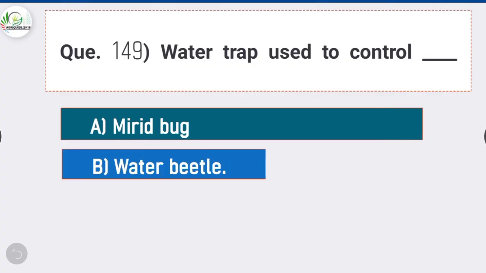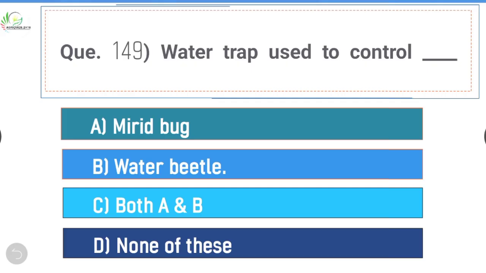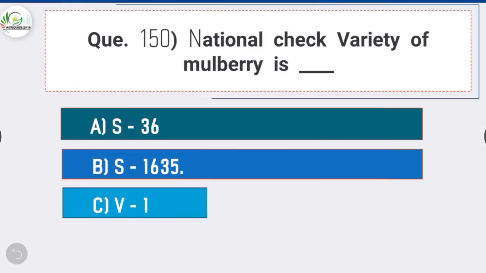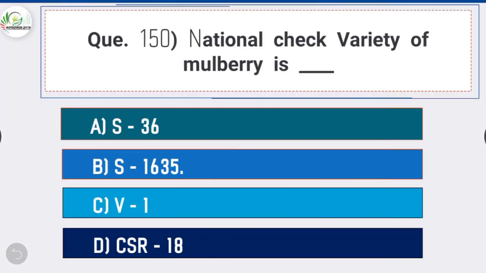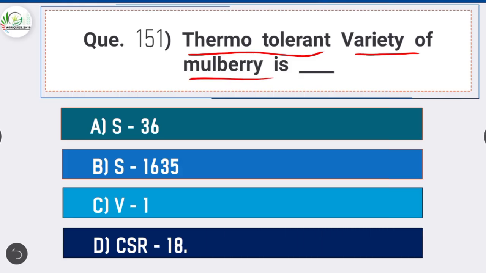Question number 149. Water trap used to control. Option B is the correct answer, water beetle. Water trap used to control water beetle. Question number 150. National check variety of mulberry is. Option B is the correct answer, S1635. National check variety of mulberry is S1635. Question number 151. Thermotolerant variety of mulberry is. Option D is the correct answer. CSR 18. Thermotolerant variety of mulberry is CSR 18.